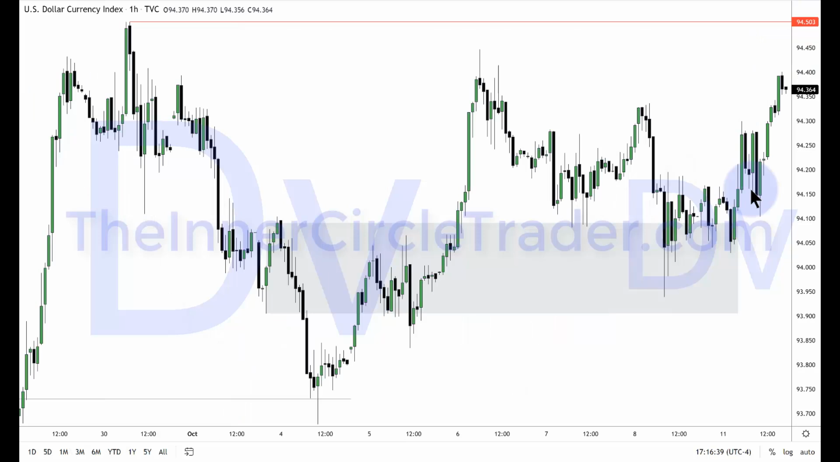Hourly chart, dollar index. I mentioned this was your bullish breaker. Extended out in time, we've accumulated inside that bullish breaker. We rallied above these short-term highs, came back down into the order block here with a fair value gap.